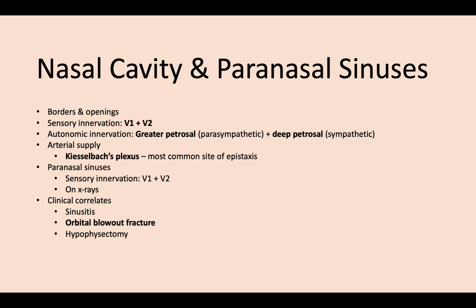So let's talk about the nasal cavity and the paranasal sinuses. So our sensory innervation is coming from V1 and V2. Then we've got our greater and deep petrosal getting our autonomic innervation. Our arterial supply is going to be the Kiesselbach plexus. And then we're going to talk about some clinical correlates.